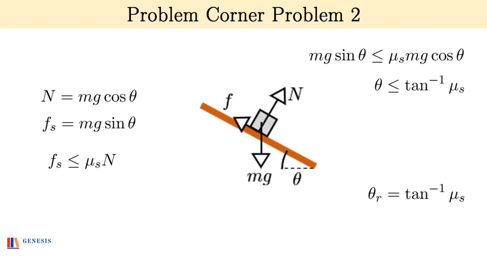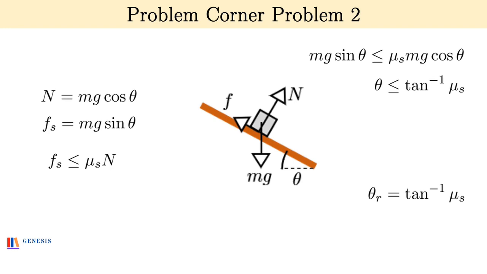Now, another very important thing to notice here is that till the block starts to slip, there are three forces which are acting on the block and the resultant is 0. Therefore, we can say that the resultant of any two of them will be opposite to the third one.